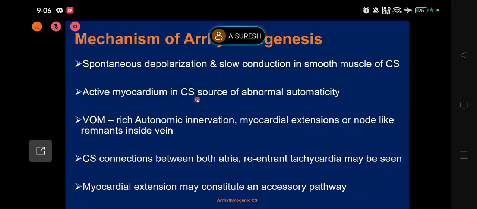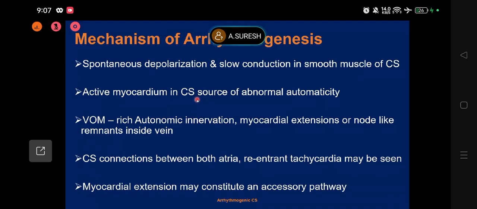So what is the mechanism of arrhythmogenesis in the coronary sinus? There is spontaneous depolarization and slow conduction in the smooth muscle of the coronary sinus. Spontaneous depolarization and abnormal automaticity is one of the causes of atrial fibrillation. And then the vein of Marshall, which is in the midst of the coronary sinus, has a rich innervation of the autonomic nervous system. It has myocardial extensions and node-like remnants inside the vein. So all these things make it more arrhythmogenic, and it is attributed as one of the causes of atrial fibrillation.